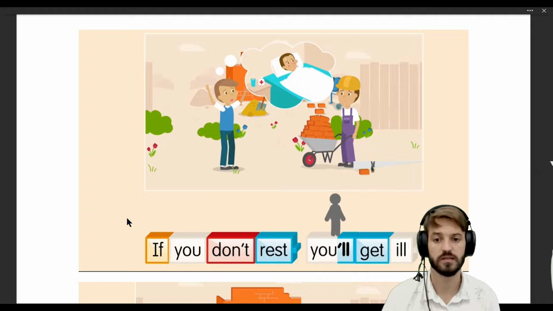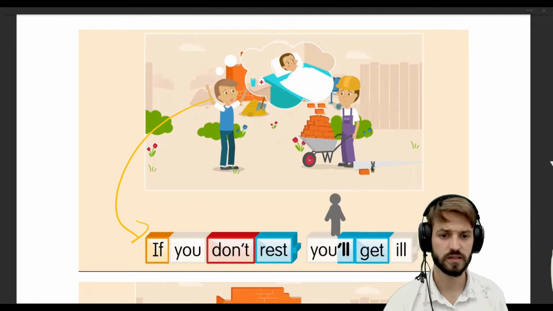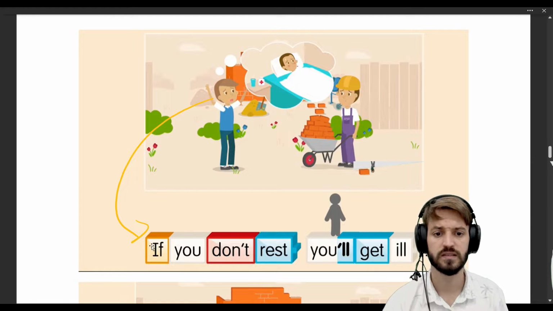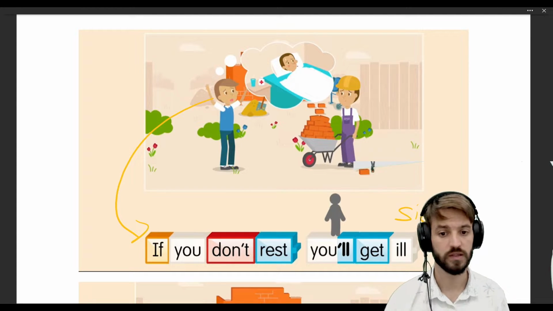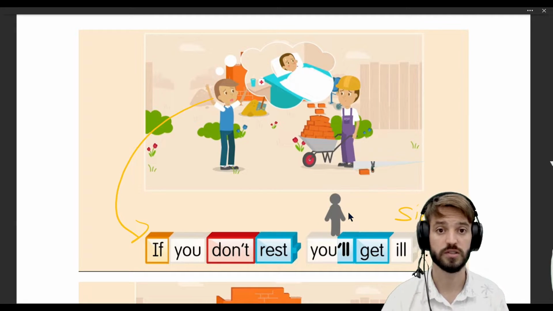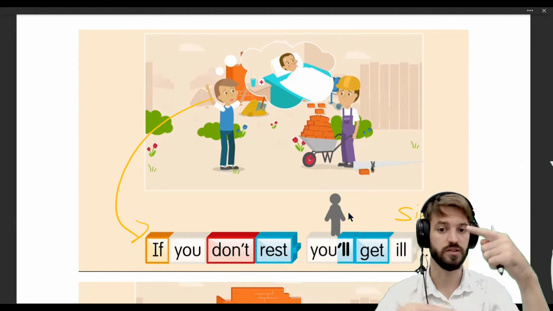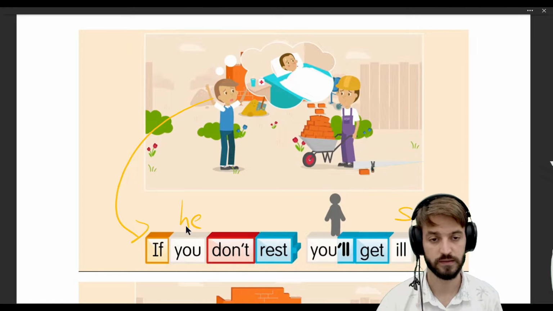Let's look at the second sentence. The man is saying, if you don't rest, you'll get ill. You'll get sick. Very good. So if you don't rest, you'll get ill. So now here's my question for you. You've got to change it from you to he.